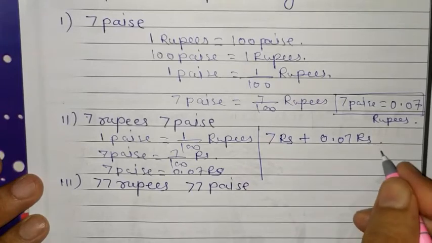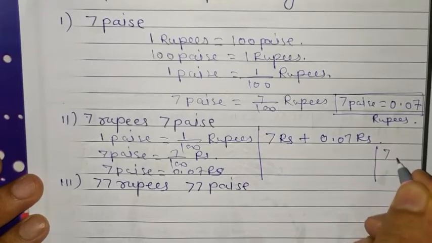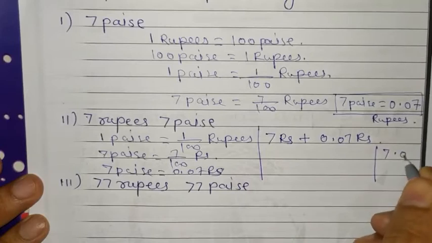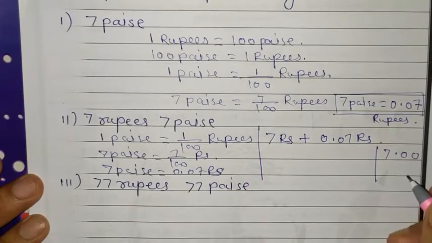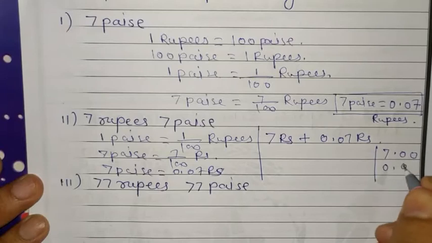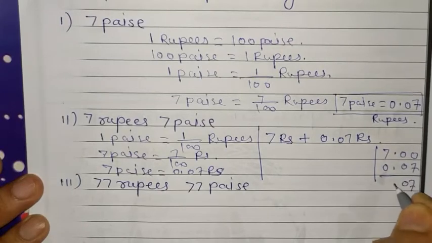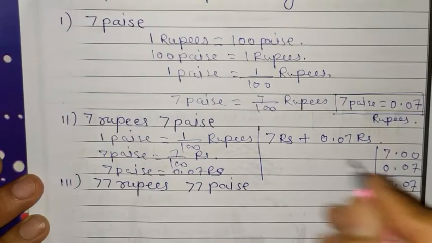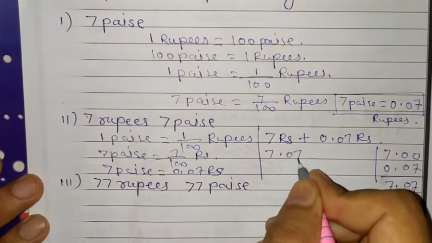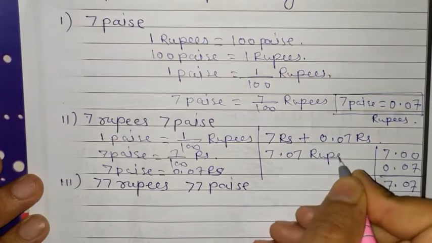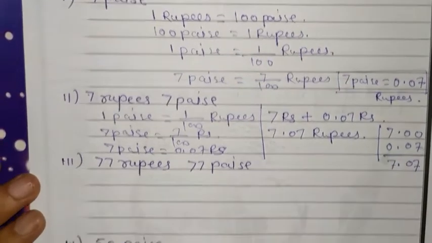So you do the addition. 7 can be written as 7.00 also, both are the same. Second is 0.07. Add as it is: 7 plus 0 is 7. So the answer is 7.07 rupees. We solved the second one.